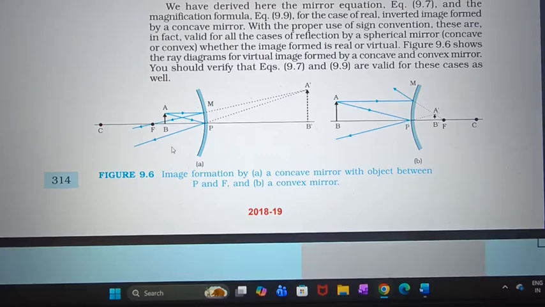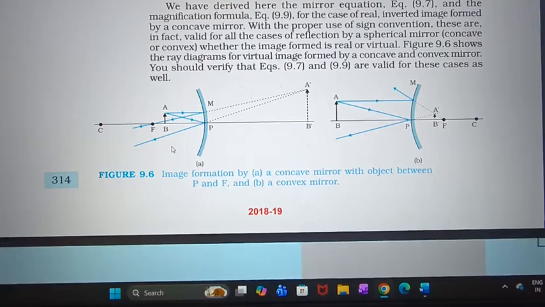Generally, in questions they won't directly tell you this is a concave mirror or a convex mirror. You have to find certain clues. So if they say a virtual image is formed that is magnified, you should be able to catch that it's a concave mirror, because in a convex mirror also a virtual image is formed but it's always diminished.